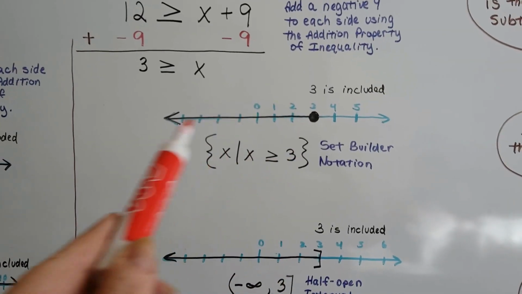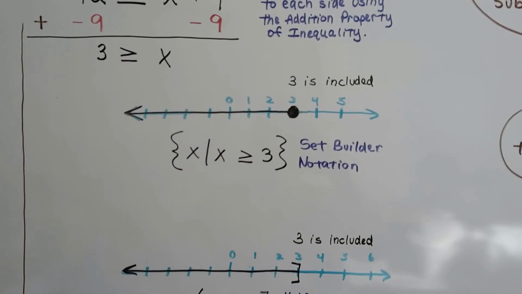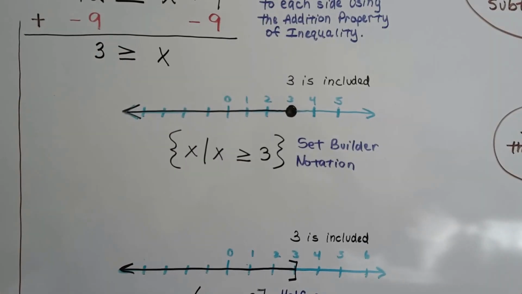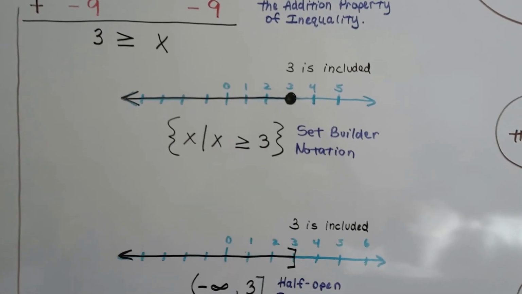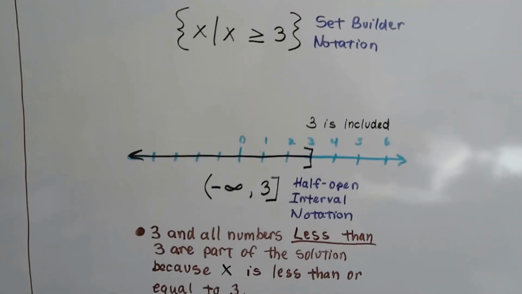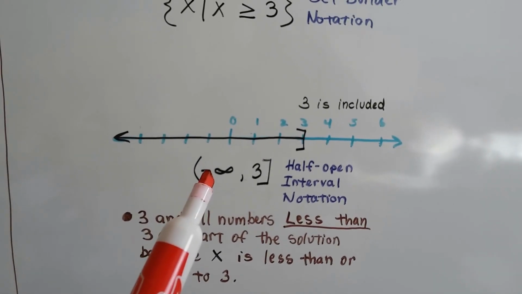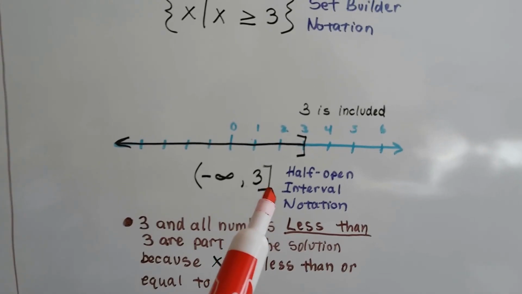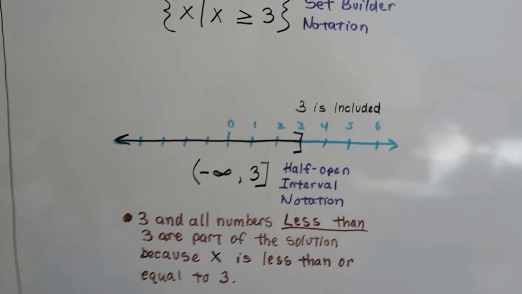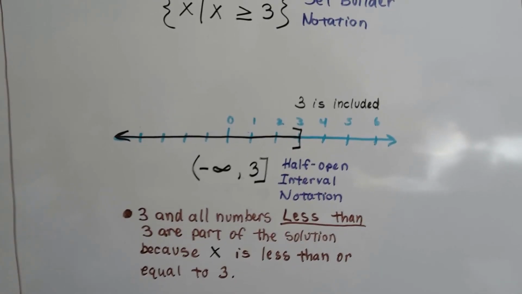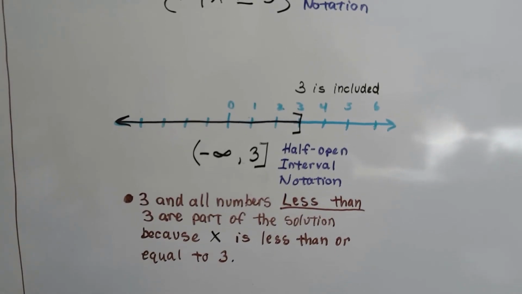So all the values of x are less than 3, and because it's or equal to, it includes it. So 3 is included. And in set builder notation, we write x such that x is less than or equal to 3. We can use half open interval notation, and it's half open because this half is going into infinity in the negatives. This half isn't. It stops at the 3. And we use our box bracket to show that the 3 is included. So 3 and all numbers less than 3 are part of the solution because x is less than or equal to 3.